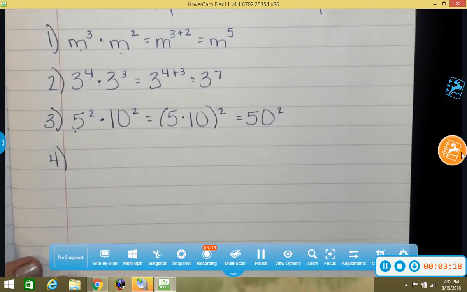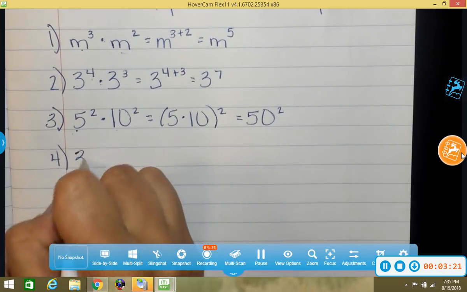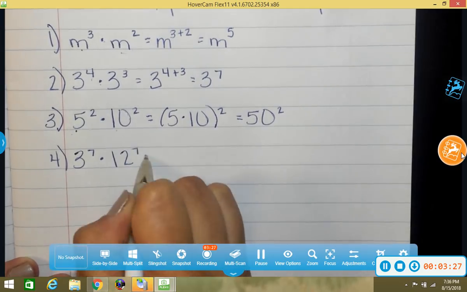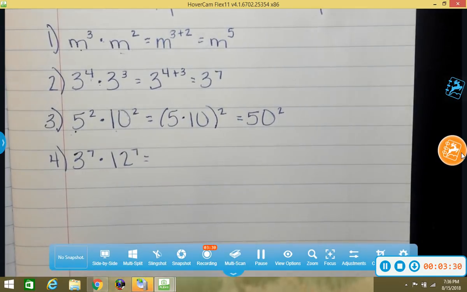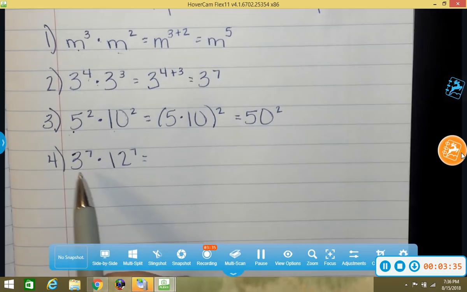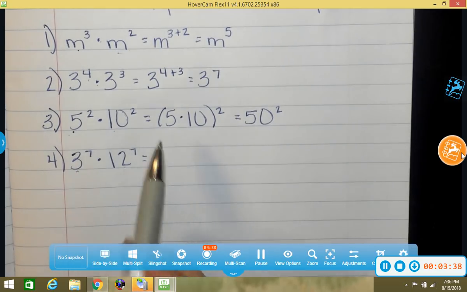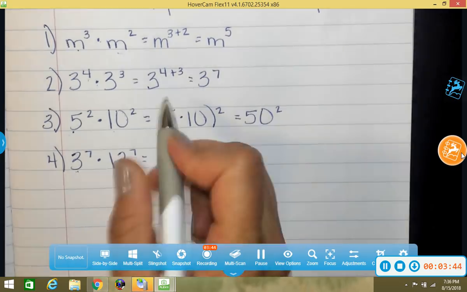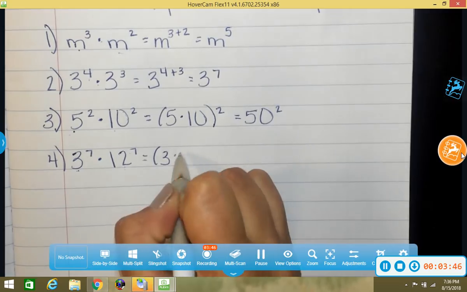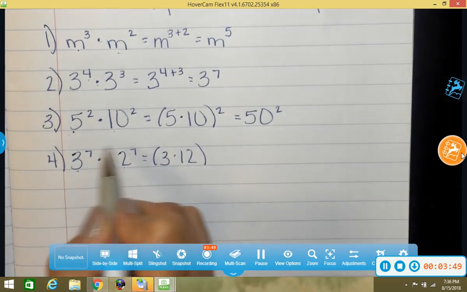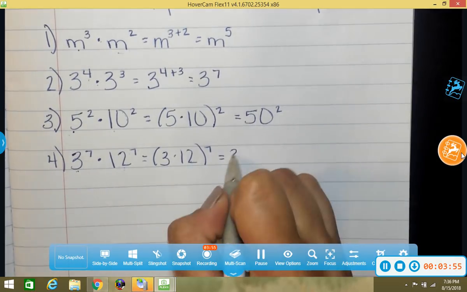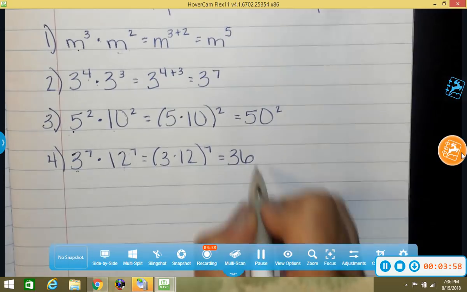Here's one for you to work on. We're going to do 3 to the 7th times 12 to the 7th. I want you to go ahead and pause now and work on this problem. Okay, again with this one you have different bases but the same exponent. So you're going to do the operation here, multiplying the bases. So 3 times 12, and then keep the exponent of 7. 3 times 12 is 36, and your exponent will stay the same as 7.